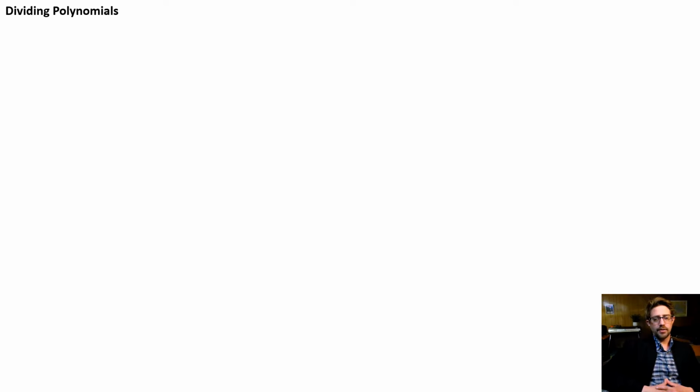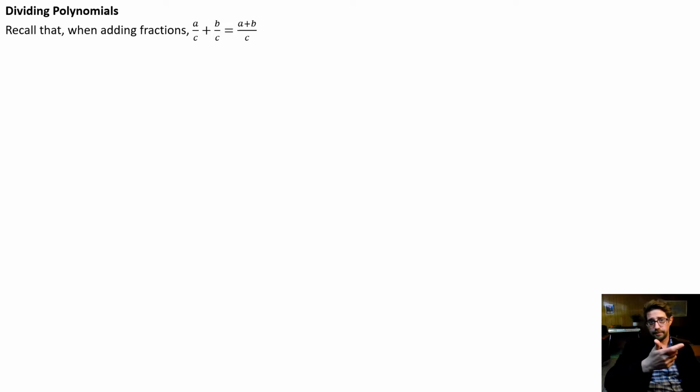Hello, dividing polynomials. What we do in this first bit is we rely on this principle. So you know this: when you're adding fractions that have a common denominator, a over c plus b over c, you keep the denominator and you just add the numerators, right? What we've never done is do that backwards, because we've never had any reason to. So we want to take stuff that looks like this and split it up into stuff that looks like this.